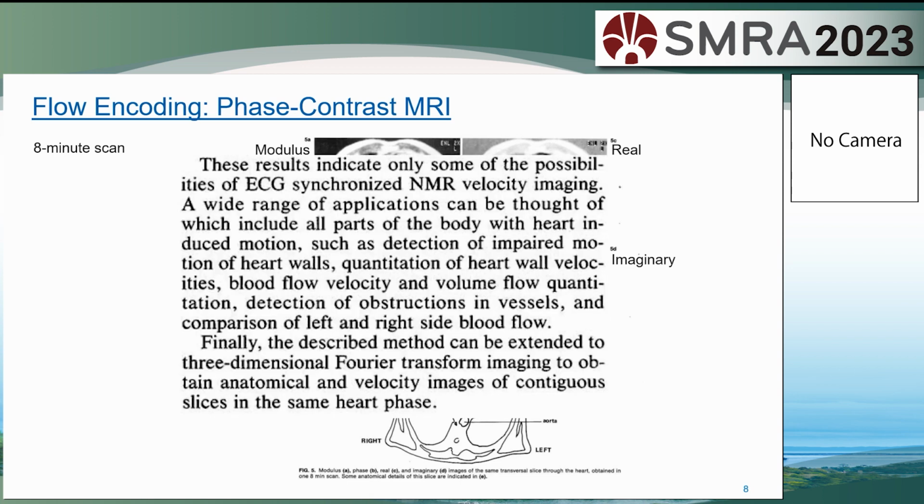What was interesting, however, is that he said back then that phase contrast could be used in all parts of the body, that it could detect impaired motion of heart walls, that it could potentially quantify heart wall velocities, that we could measure blood flow velocities, determine volume flow, potentially detect obstruction in vessels, or compare left and right side blood flow. He also mentioned this to be a three-dimensional Fourier transform method. So already back then he thought of all these things that we do nowadays.